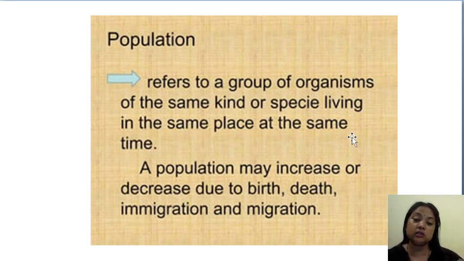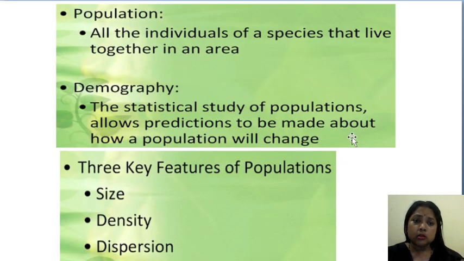A population may increase or decrease, for which several factors are responsible, like birth rate, death rate, immigration, emigration. Immigration and emigration are two different words. All the individuals of a species that live together in an area are known as a population.